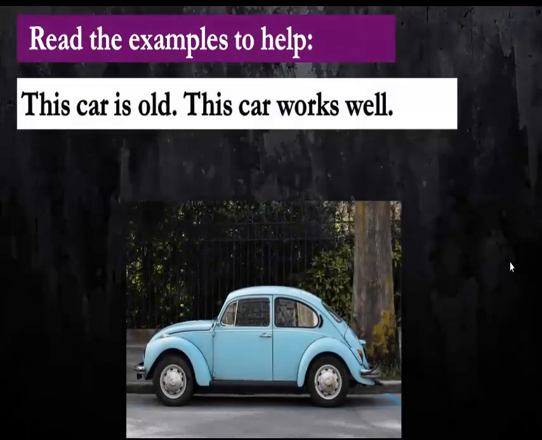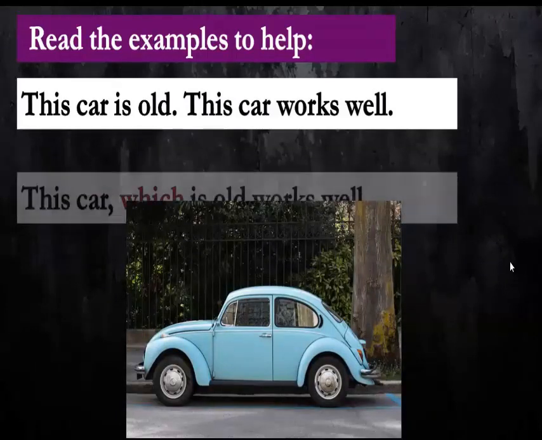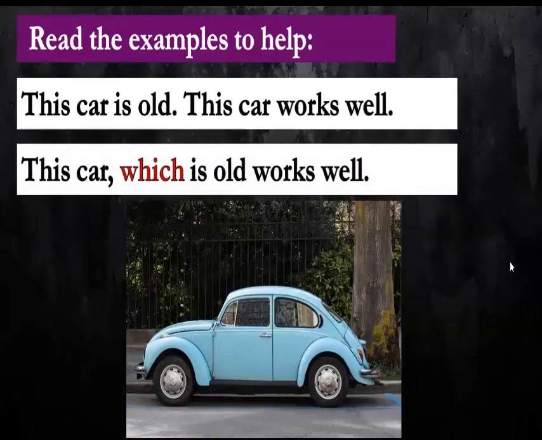Okay, number one, this car is old. This car works well. The answer: this car, comma, which is old, works well. Here, which indicates a thing or animal, right, is old, works well.